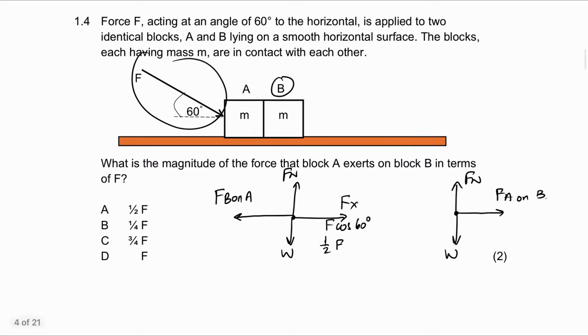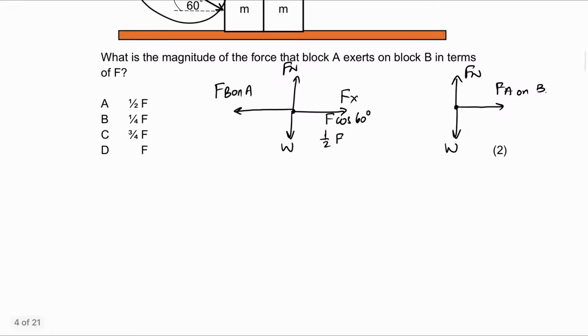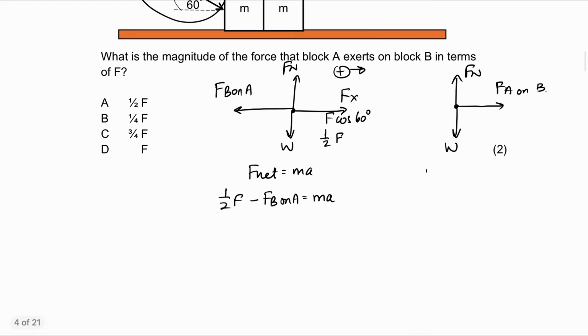Now, I can apply Newton's second law to both of them. Here, I'll say that F net is equal to ma. Now, if I'm choosing right as positive, I'm going to say half F minus the force of B on A is equal to ma. Now, I'll do the same thing for block B. F net is equal to ma. The force of A on B is equal to ma.